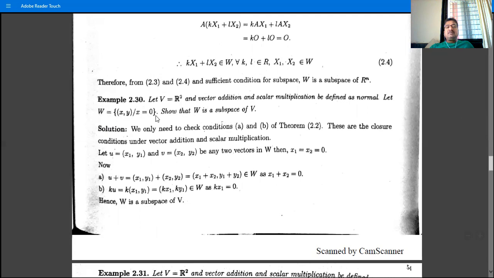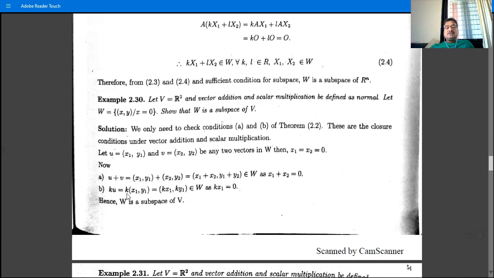So these are the elements of W, and now we have to show this is a subspace of V, or R2. That is why I have to show the two conditions. So the two conditions are what? We show that the addition of two elements of W belongs to W. So take u as (x1, y1) and v as (x2, y2), two vectors in W. Then x1 and x2 are equal to 0. Now u plus v is (x1, y1) plus (x2, y2), which is (x1 plus x2, y1 plus y2), and here x1 and x2 are 0, so their addition is 0. Therefore this element (x1 plus x2, y1 plus y2) belongs to W, because its first place element, the x coordinate, is 0.